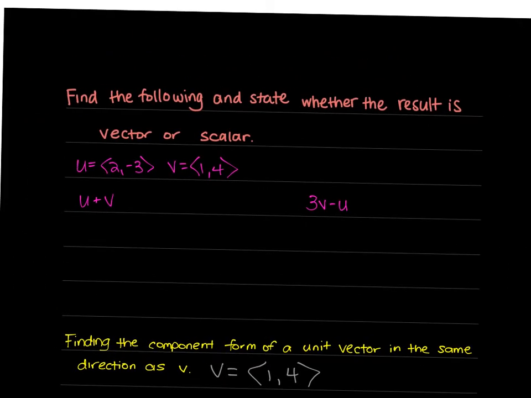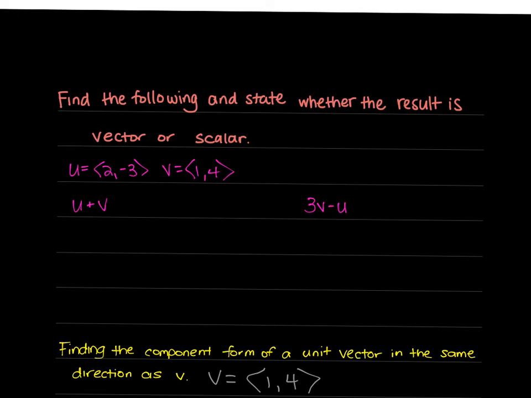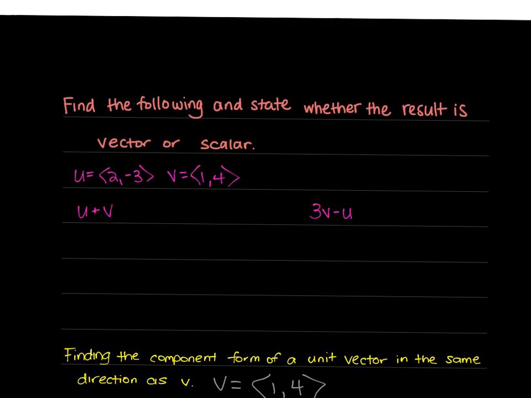All right, then we had the properties of vectors. So we were adding, multiplying by a scalar, subtracting, and then identifying if the result was a vector or a scalar, and also graphing these. So remember, if it's a vector, it's going to be in component form, and if it's a scalar, it means a single number. So if I look at this first one, I get u is 2, -3, v is 1, 4, and I want to find u plus v.